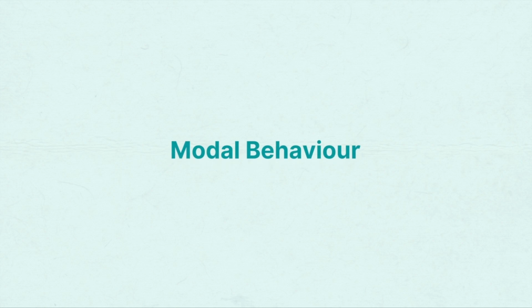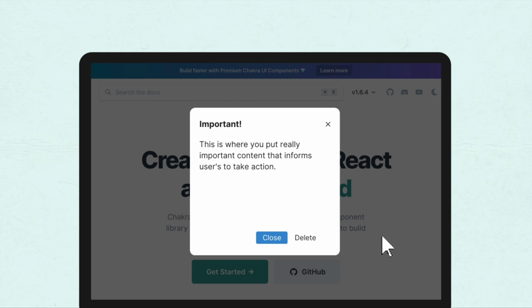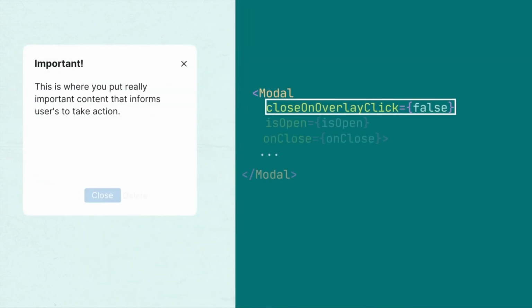You can change the behavior of the modal. For example, you can make the modal stay visible when the overlay is clicked, or allow scrolling when the modal shows up. To prevent the modal from closing when you click the overlay, pass the close on overlay click prop and set it to false.